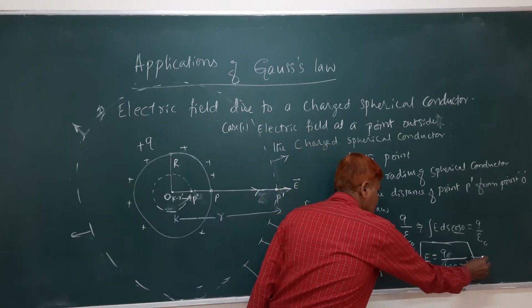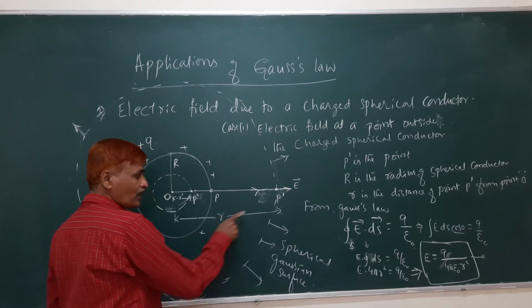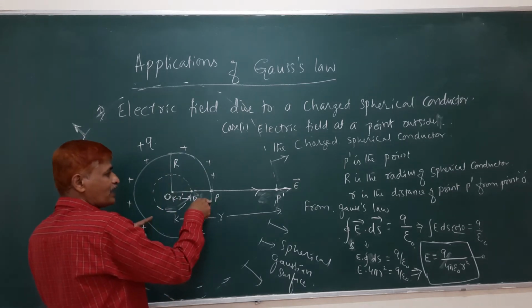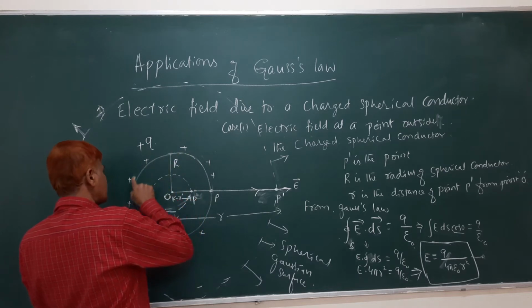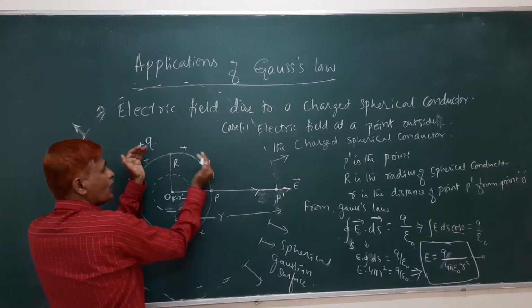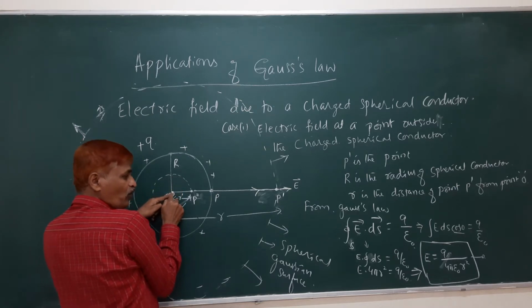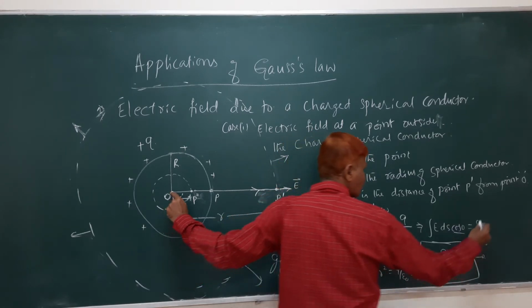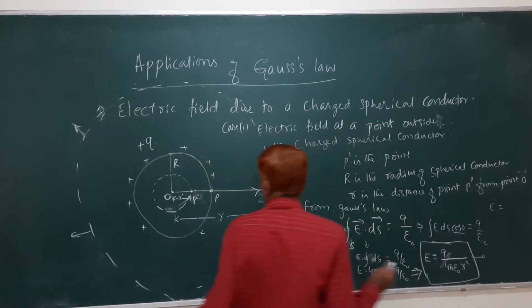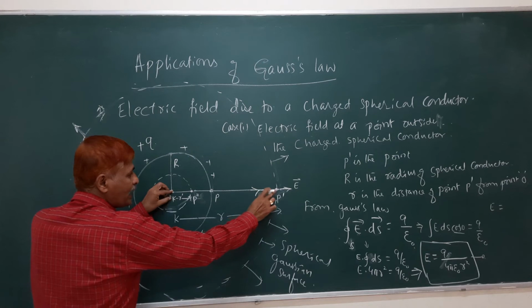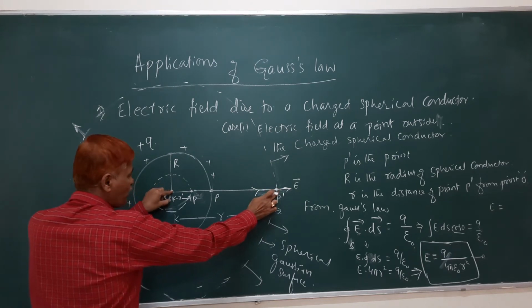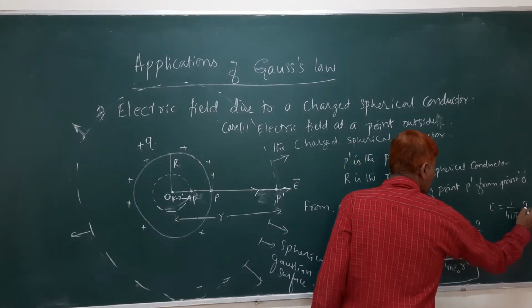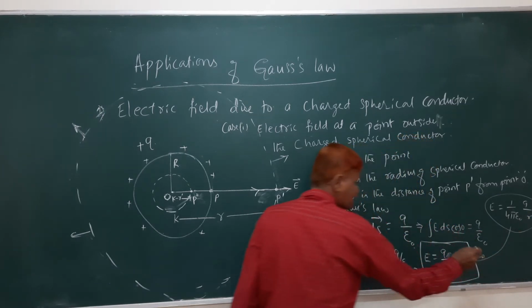This is a very important result. For an outside point, all these point charges appear to be the total charge at point O. For that reason, E is equal to 1 divided by 4 pi epsilon times q divided by r squared. For a point charge plus q at O, the electric field at a distance r is E equal to 1 divided by 4 pi epsilon times q divided by r squared. So this result and this result are the same.